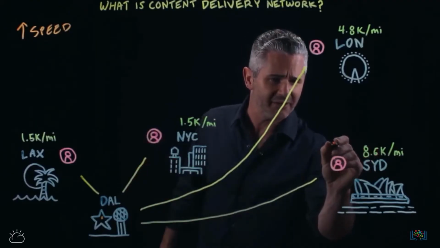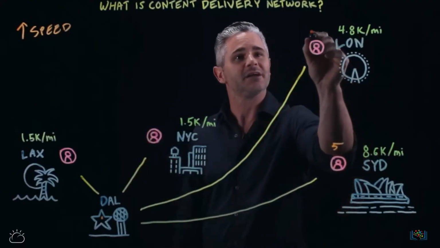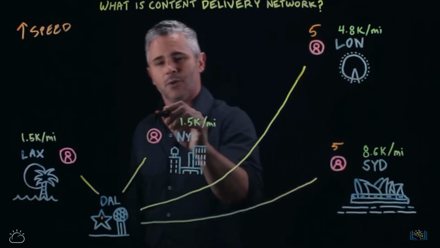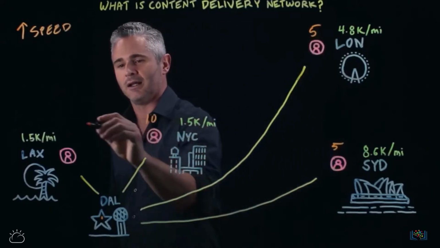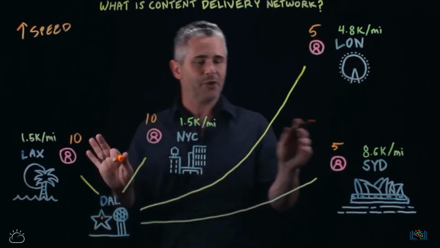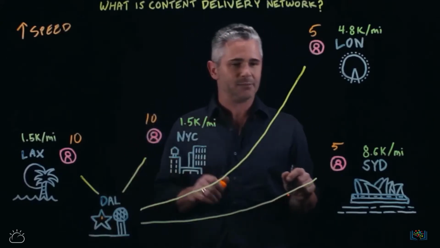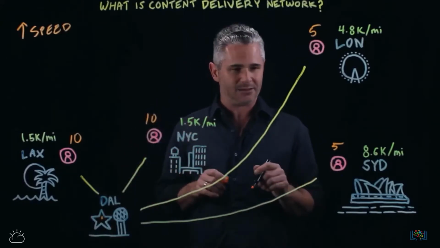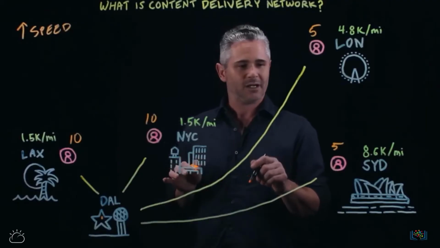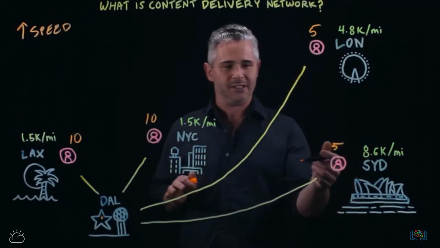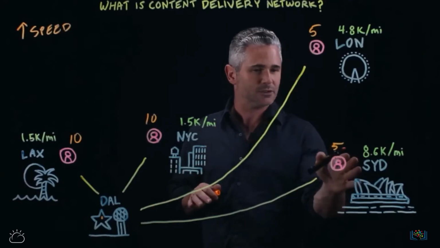So in Sydney, I might have 5. In London, I've got 5. New York, I might have 10. LA, I might have 10. I've got 30 users around the world that are accessing my server and my website down in Dallas. So let's follow a set of these users in their journey. Let's look at the users down in Sydney.